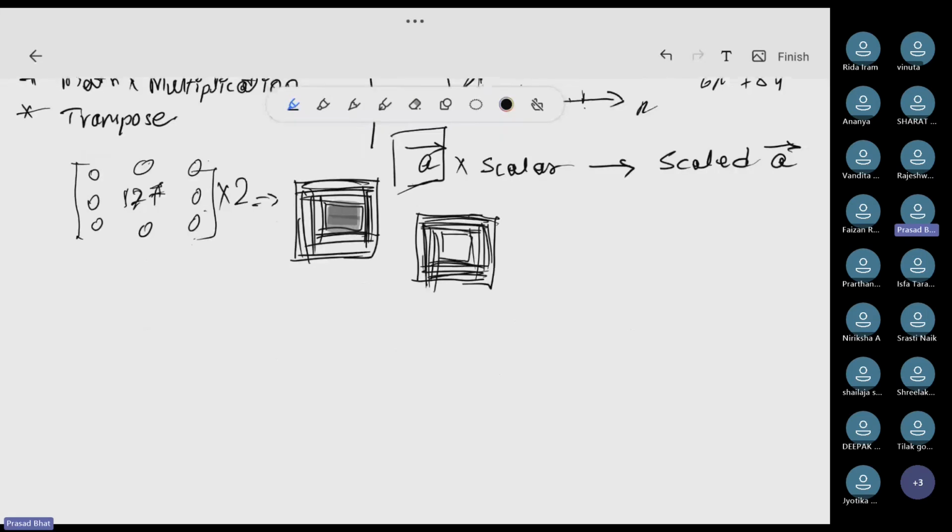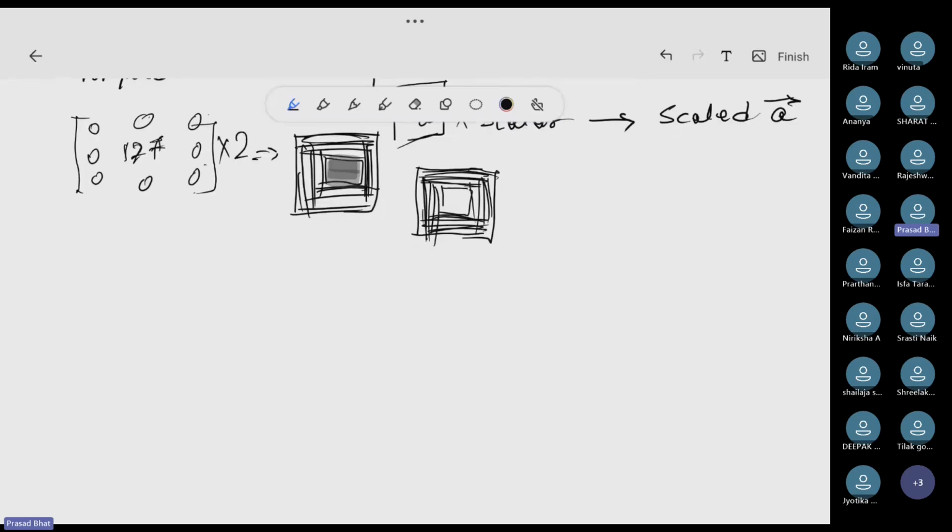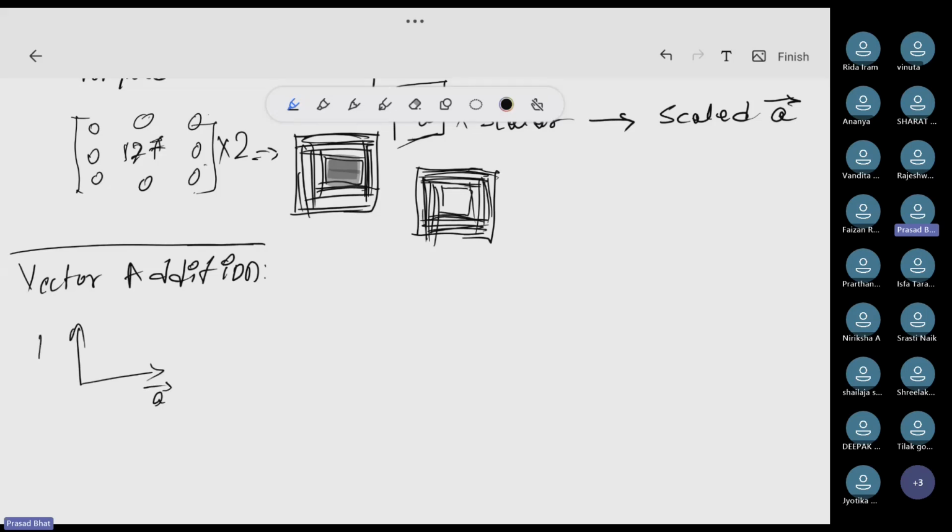Okay, fine. So the next operation that we were talking about is what? Scalar is done. So what was it? Vector addition, right? If I have two vectors, I will again take the physics example because it makes sense. So if I have two vectors, say for example, one pointing in this direction and another pointing in this direction, right? Vector A and vector B.